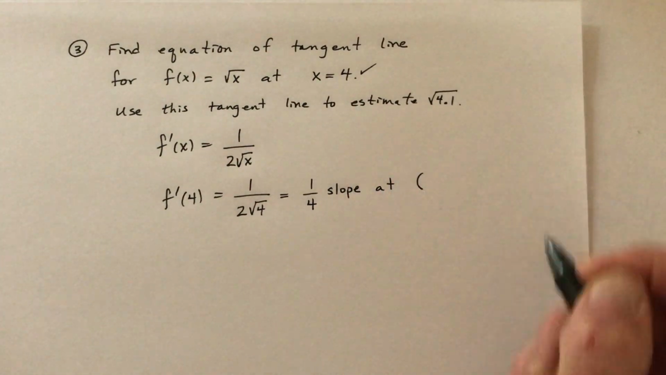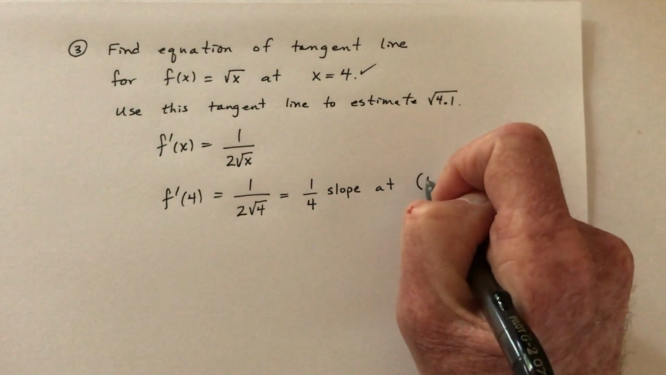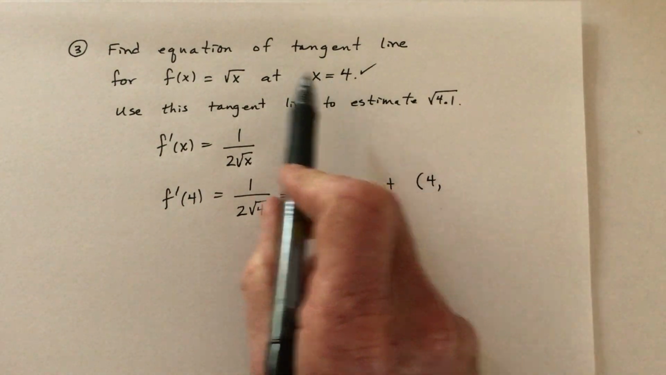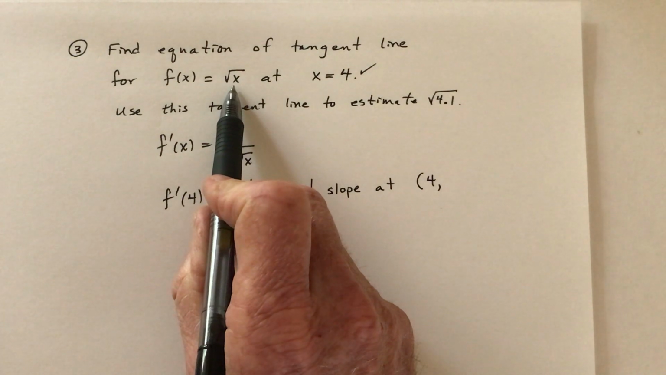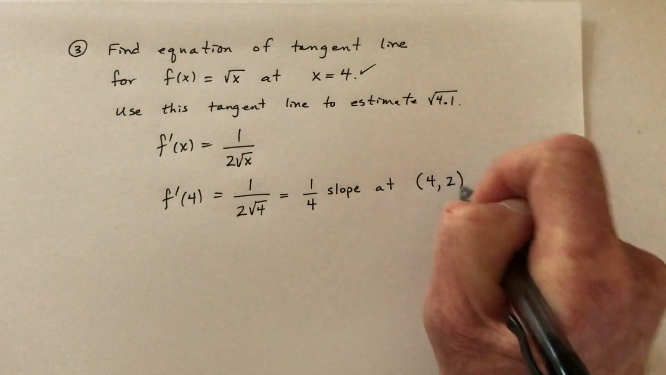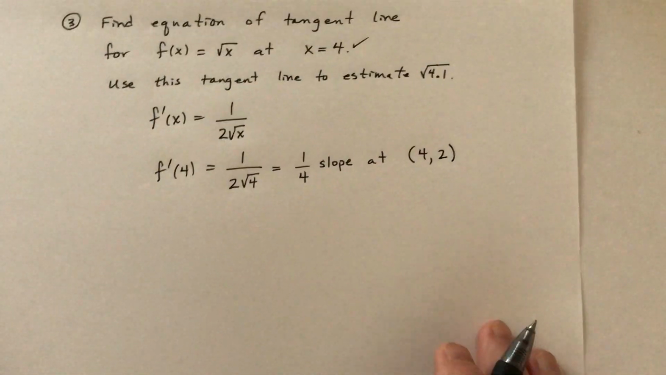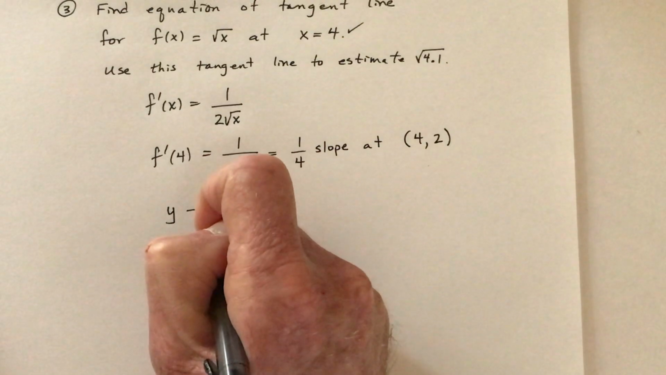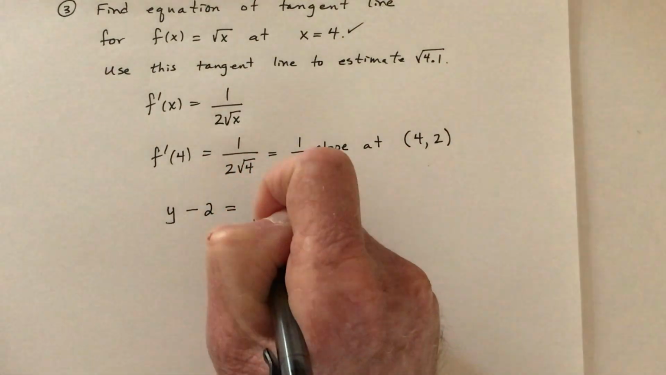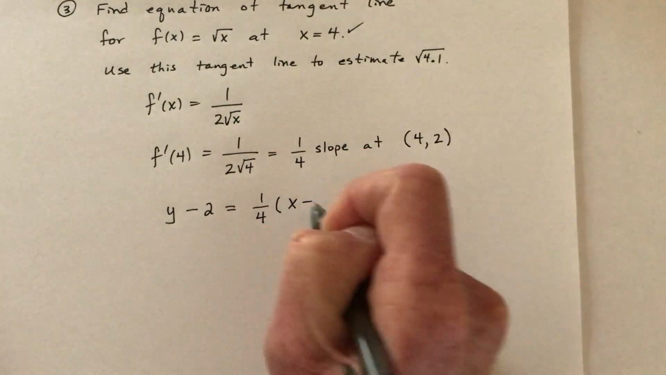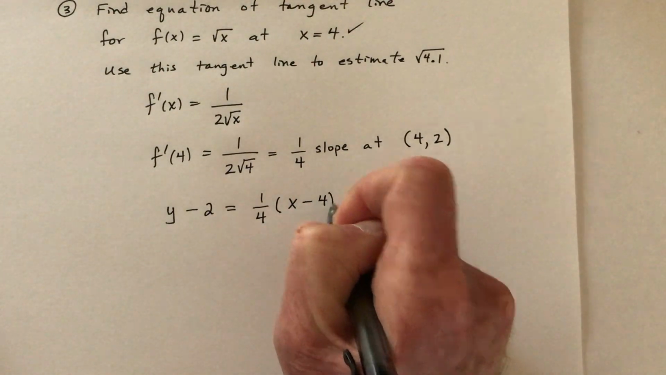And then I need a point x comma y. So I know that x is 4 because that was given. And then for the y value, just plug that into the original function, and the square root of 4 is 2. Perfect. Now do the point slope formula. So y minus the y value of 2 equals the slope, which is 1/4, times x minus the x value, which is 4.